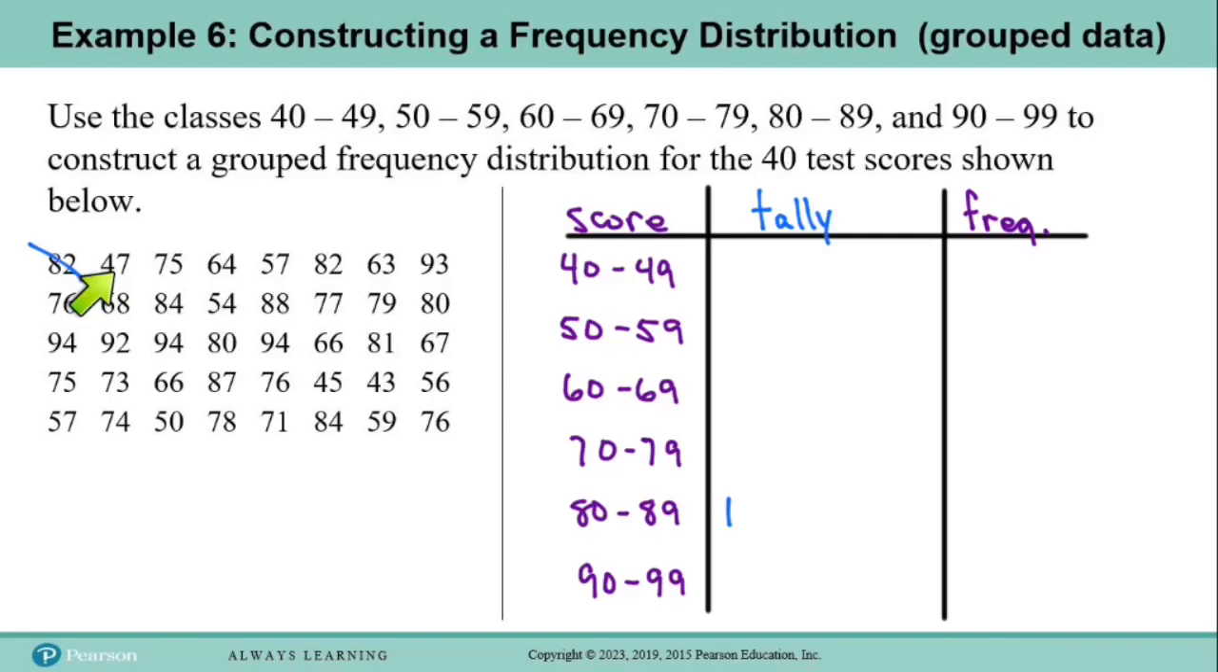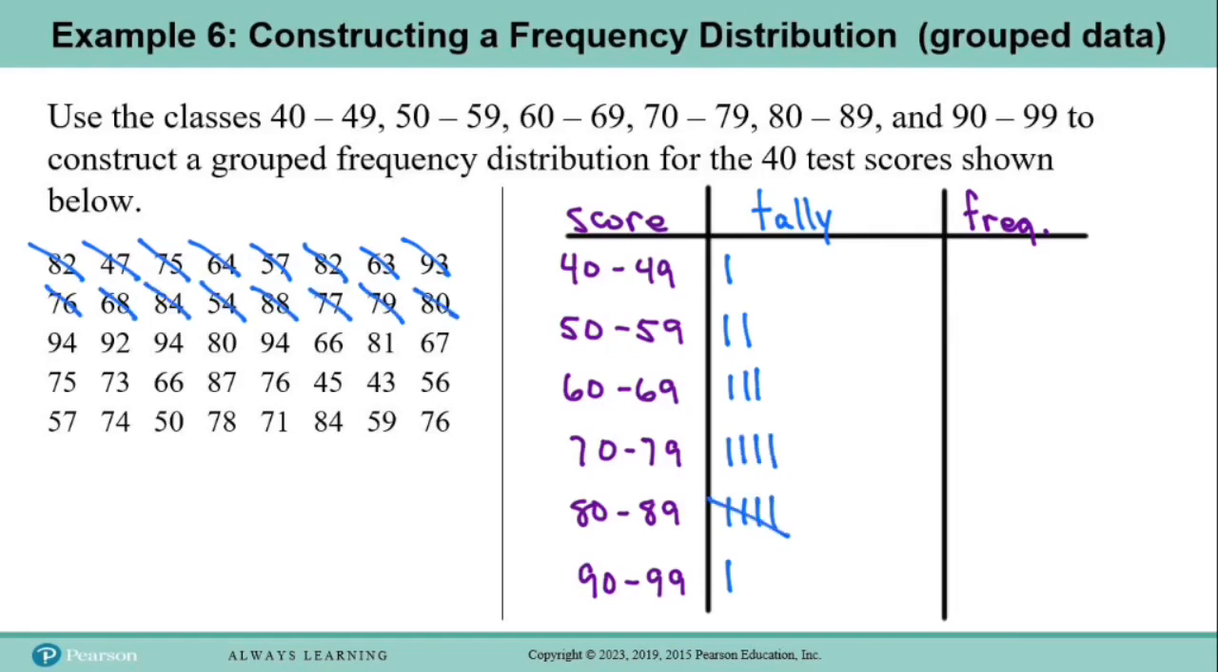The second number is 47, so cross that off and put a tally mark on the class that goes from 40 to 49. The third number is 75, so that's going to make us put a tally mark in the 70s. And I think you get it, so I'm going to go ahead and finish the rest of the first row. And when you finish the first row, yours should look like this. And now let's go ahead and do the second row.